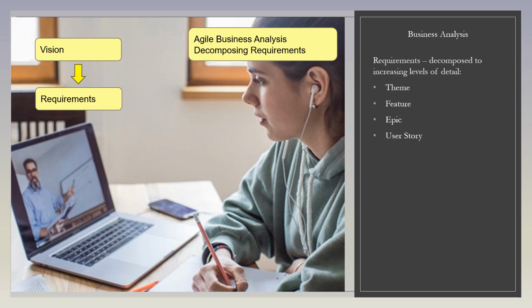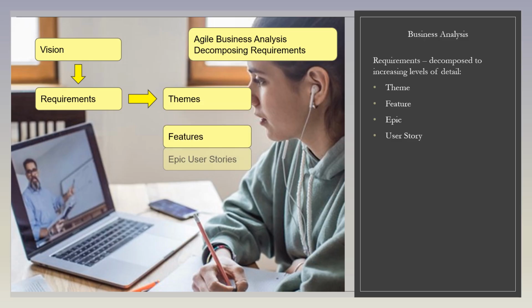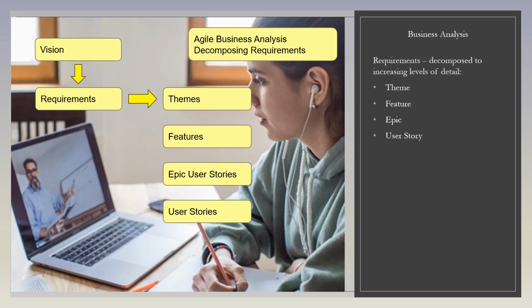On agile projects, requirements start with the product vision, what the finished system will do. More detailed requirements are then derived from that and broken down in different levels of detail, top down. These are called themes, features, epic user stories, and user stories. To explain this, let's look at an example.